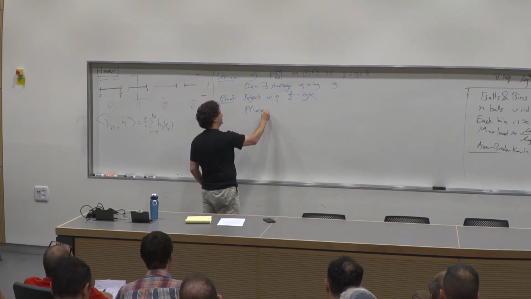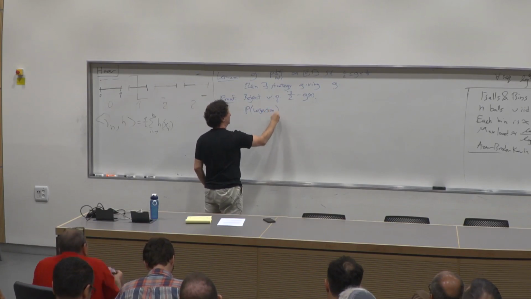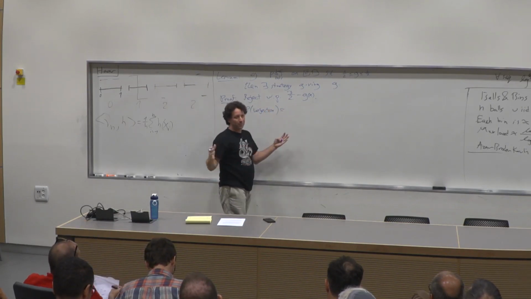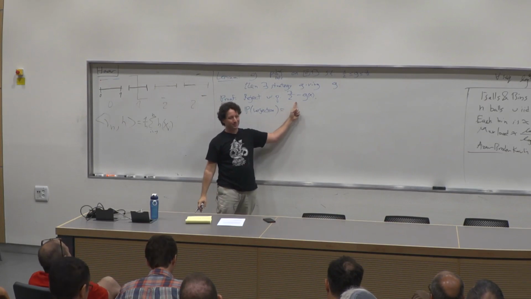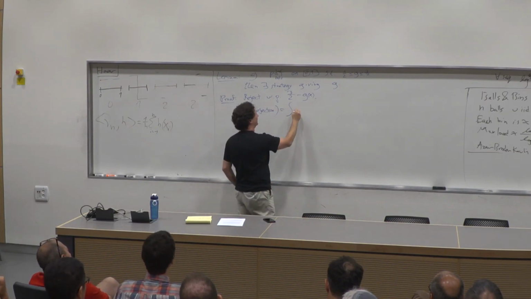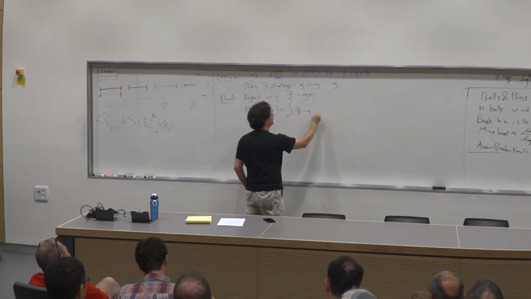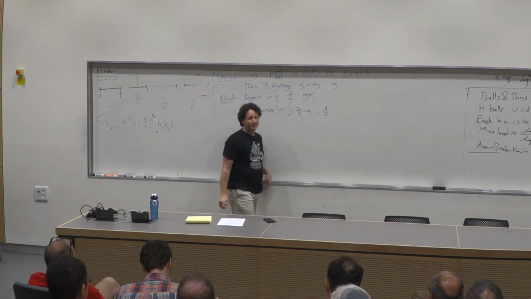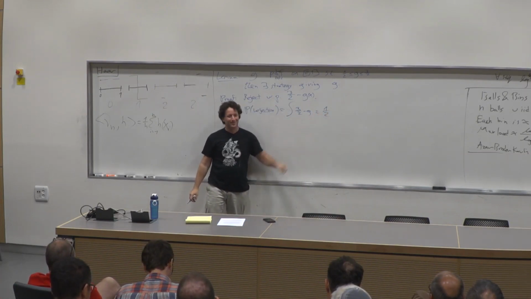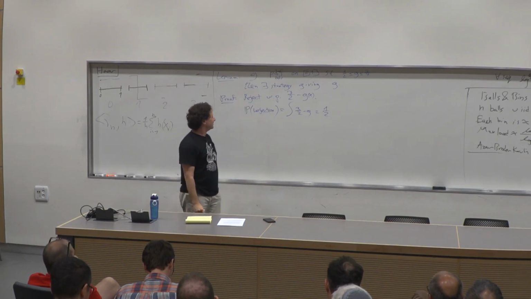What is the probability of rejection? I mean, the overall probability of rejection. This is just the integral of this thing, right? So the integral of 3/2 minus G, and this is just half, because it's 3/2 and G is a density function.